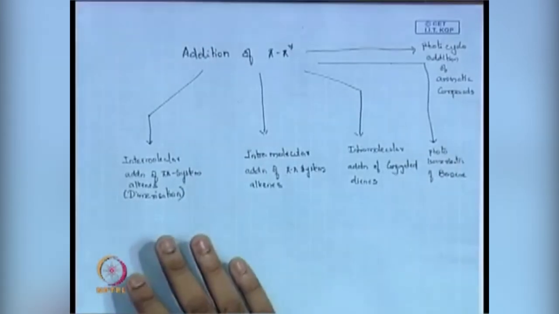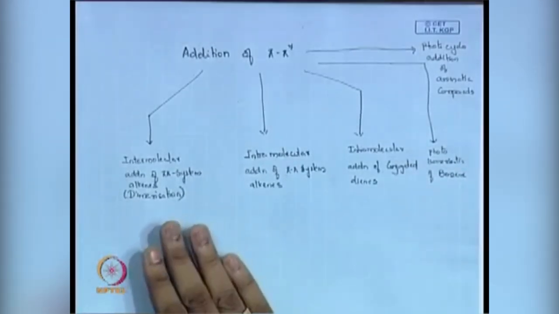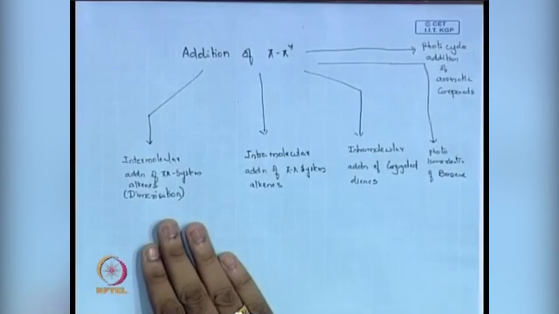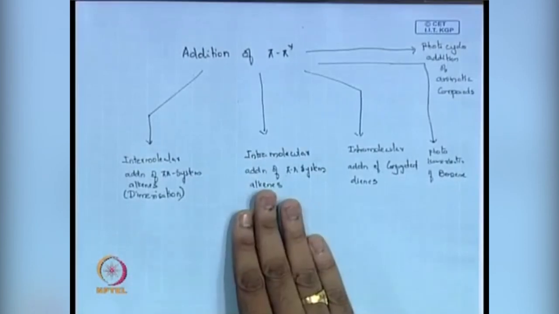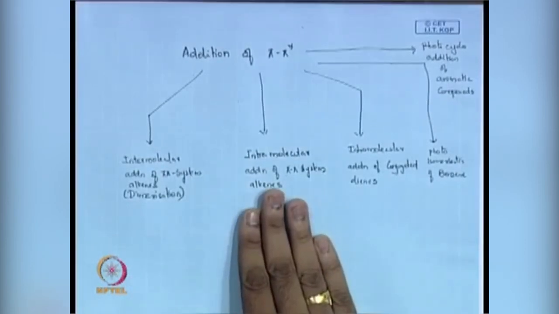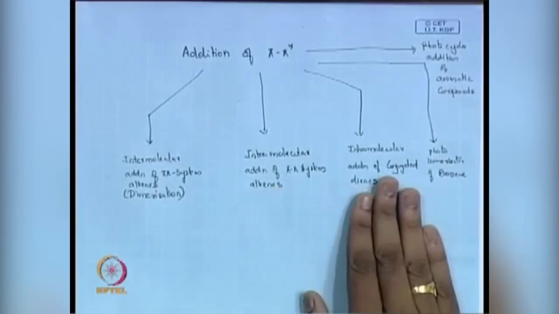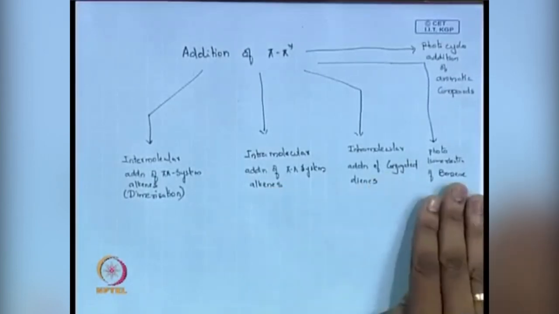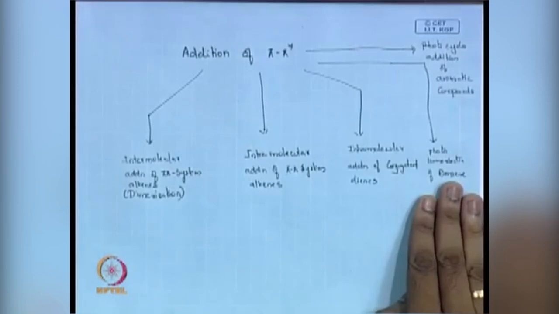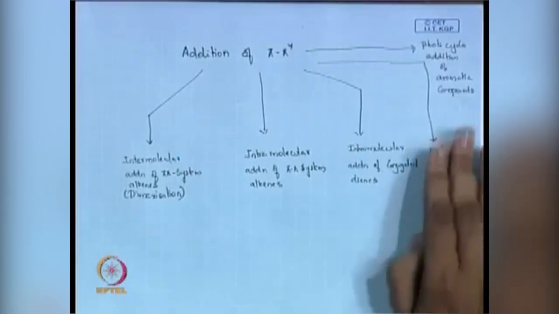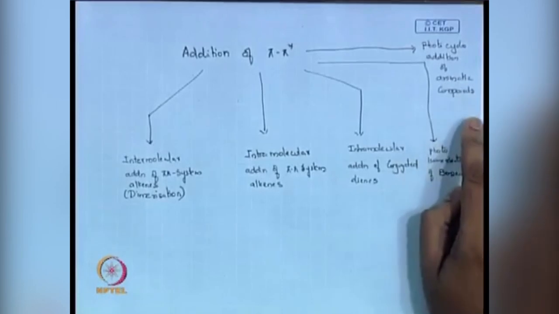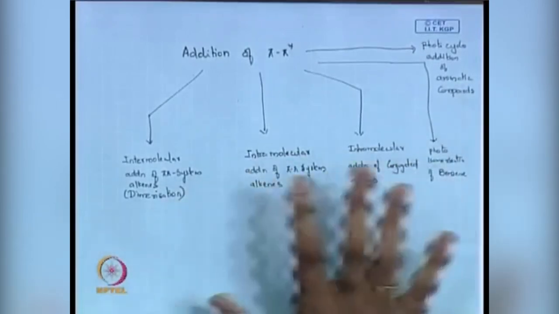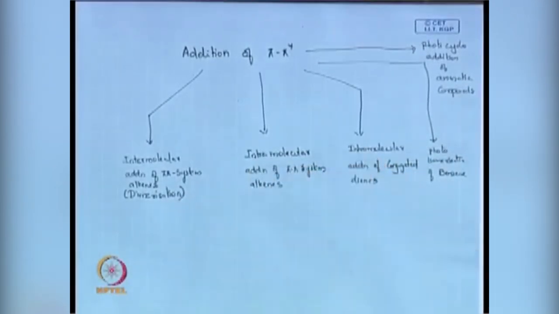First, we will see intermolecular addition of pi pi star, that is of your alkene system. We will study the intermolecular, then we will study intramolecular addition of pi pi star, that is alkene, then intramolecular addition of conjugated dienes, photoisomerization of benzene. Then we will see photocycloadditions of aromatic compounds. So, we will broadly discuss these areas in addition of pi pi star system, right.